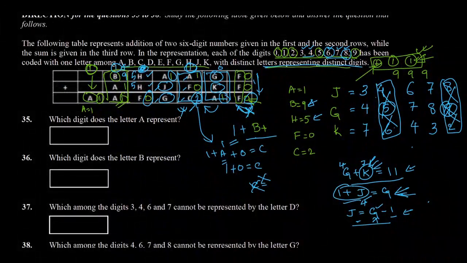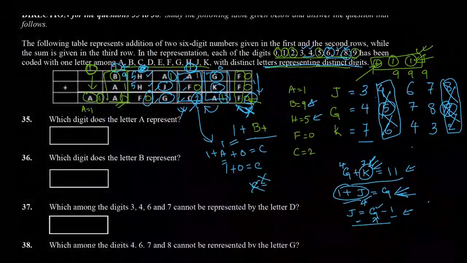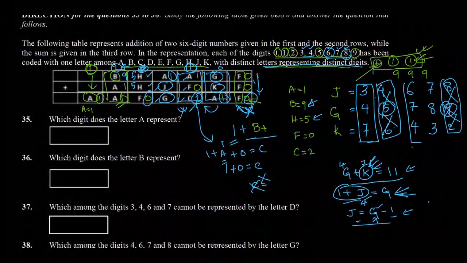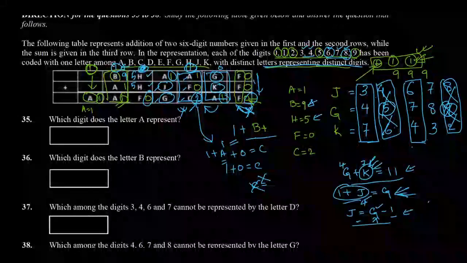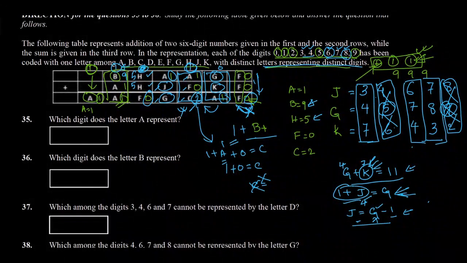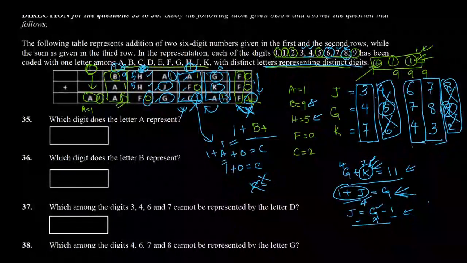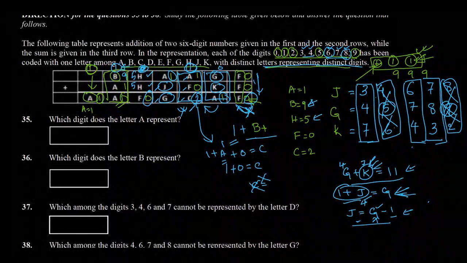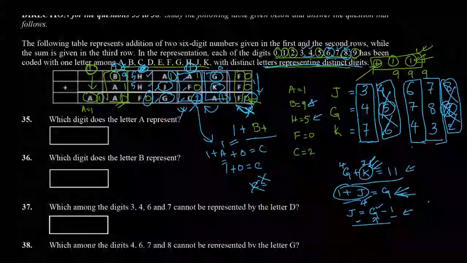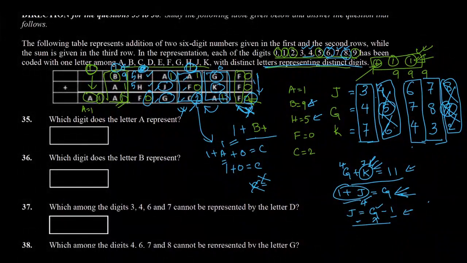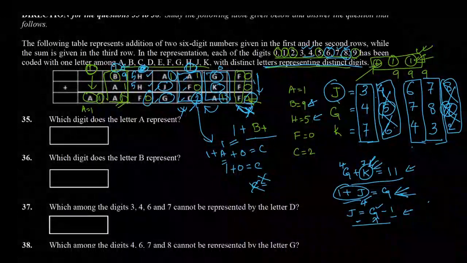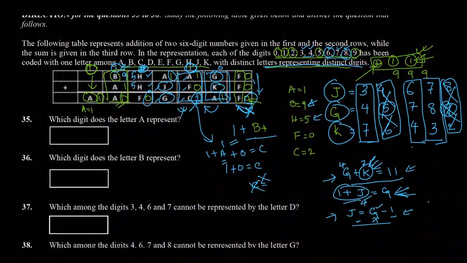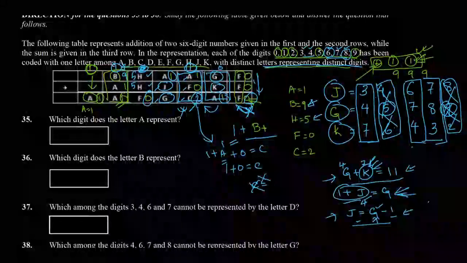So there are only three sets of values of j, g and k which are possible, which is 3, 4 and 7, 6, 7 and 4, and 7, 8 and 3. So this is the solution of this problem, and we cannot uniquely solve for the values of j, g and k because we don't have the third equation. We only have two equations. So now let's go to the questions.